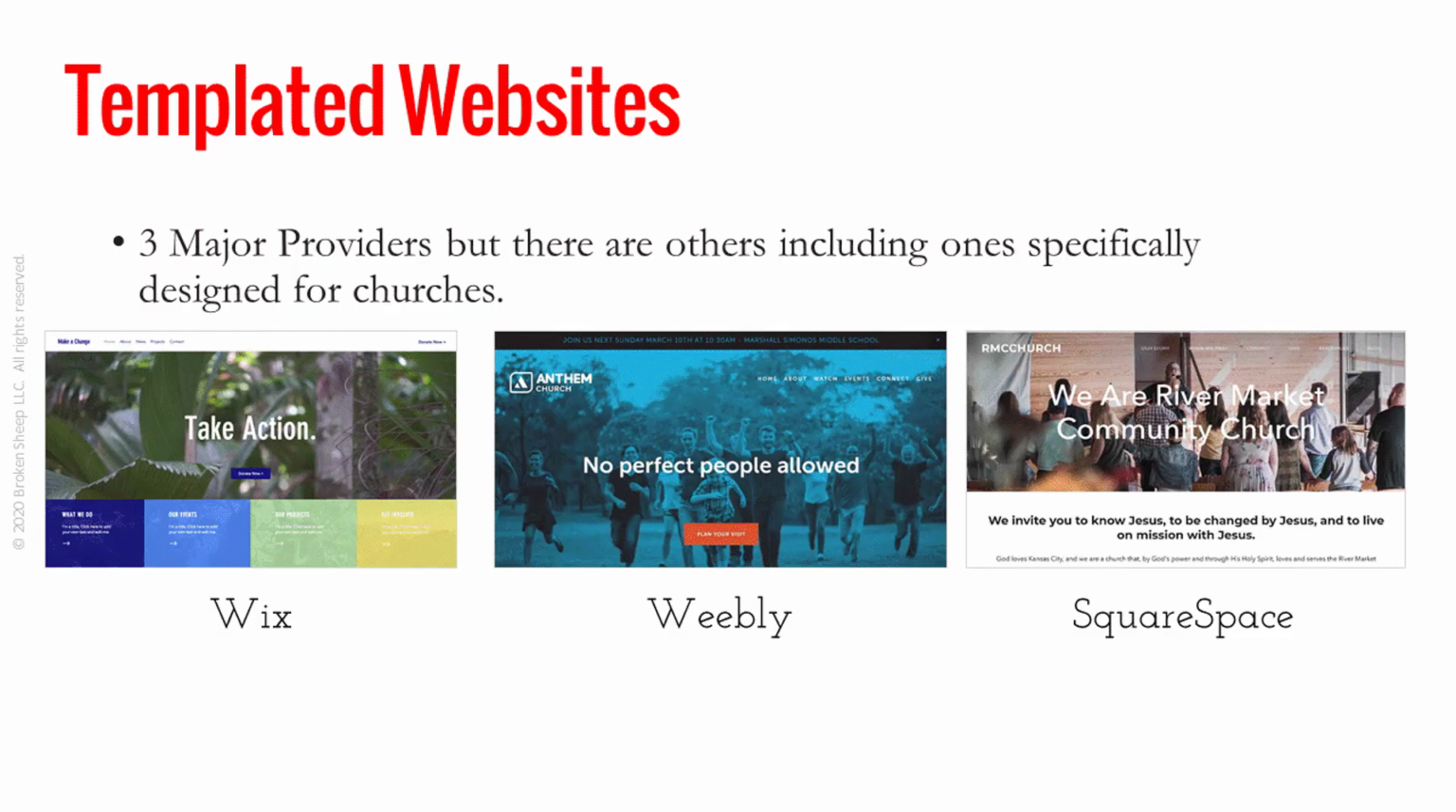Your second option, again, is templated websites, and there are a large number of them, but I'm going to talk about 3 of them. These are the major providers, but there are many others, a number of which are specifically targeted at churches, and it's worth taking a look, and there are pros and cons for each. But today we'll talk a little bit about Wix, Weebly, and Squarespace, as those are probably the 3 biggest providers in the market.